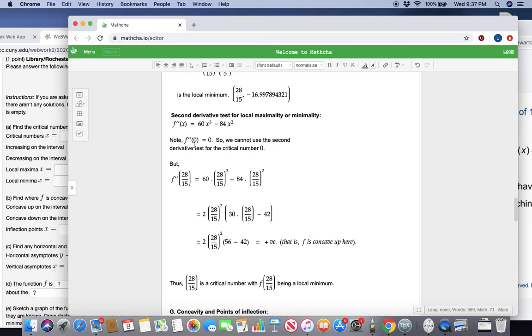You have two critical numbers. One was 0, the other was 28 by 15. Plug them in the second derivative. When you plug in 0, I get a 0. So the second derivative test cannot be used. See, second derivative test is good if it's positive or negative. Now let's try 28 over 15, the second critical number. If you calculate, which I have done here, I get a positive value. That tells me f is concave up.